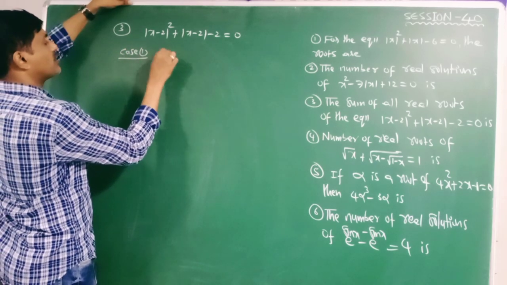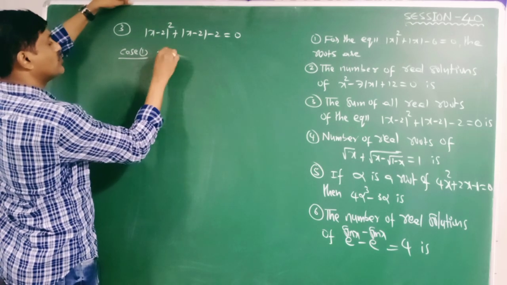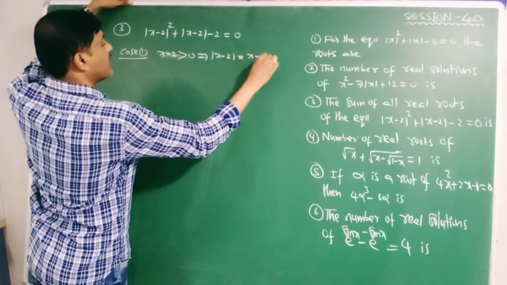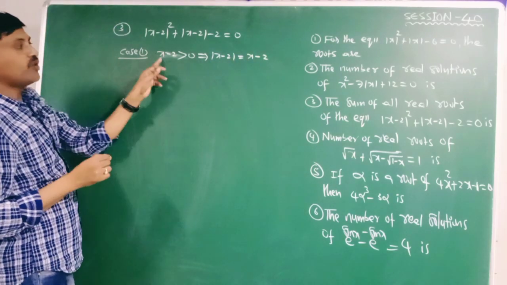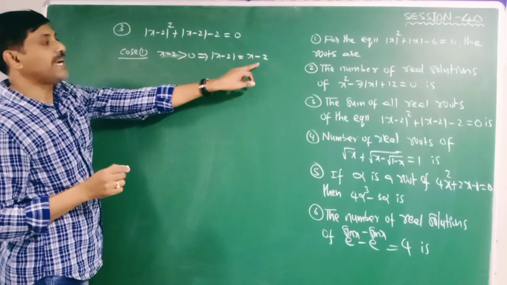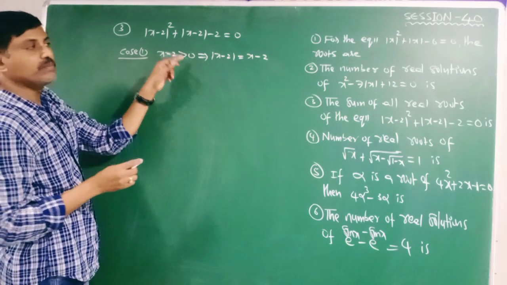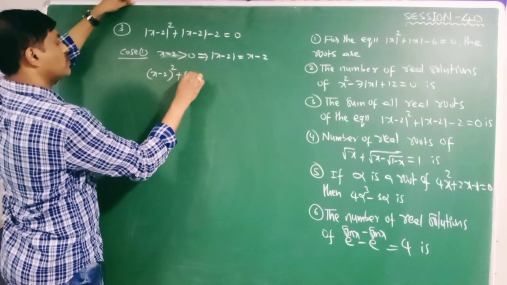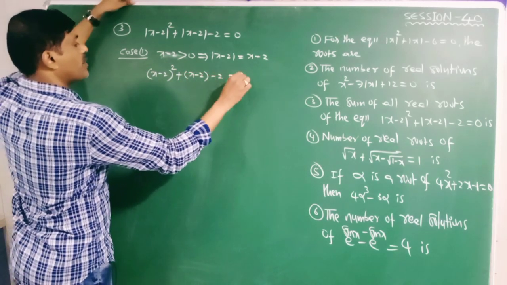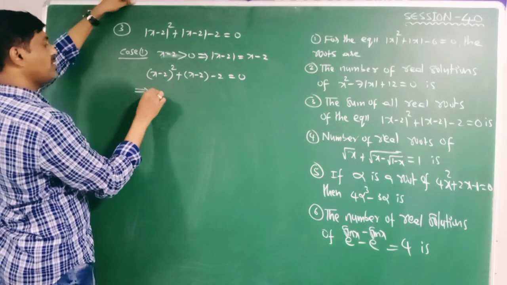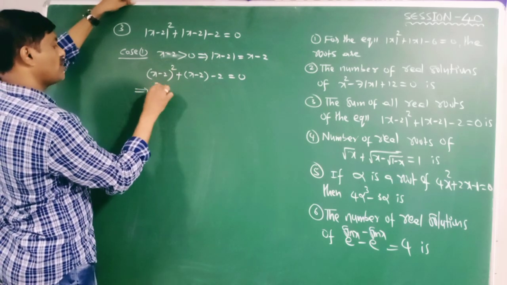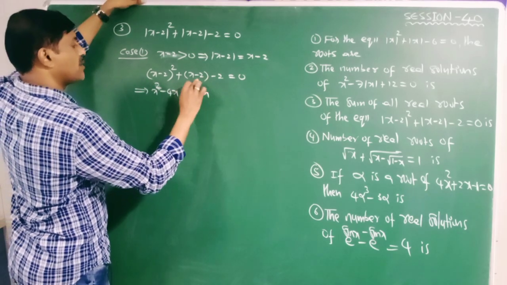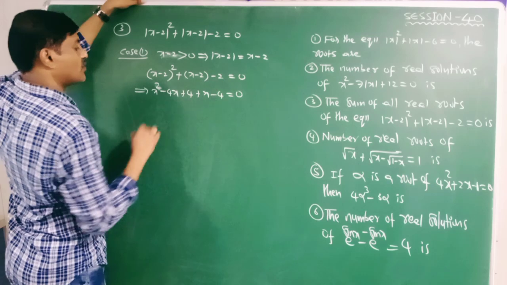Mod x minus 2 means x minus 2 is greater than 0, as mod x minus 2 will become x minus 2 if x minus 2 is positive. In this case, (x minus 2) whole square plus x minus 2 is equal to 0. Once you expand, x square minus 4x plus 4 plus x minus 2 is equal to 0.